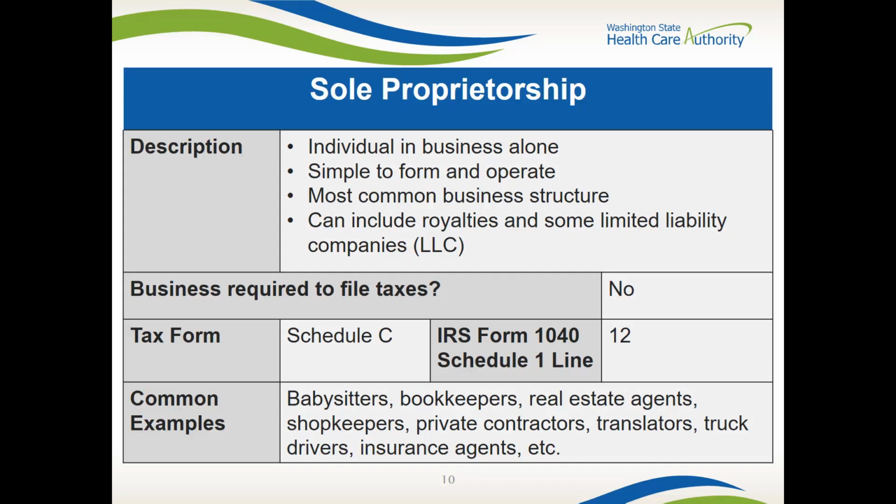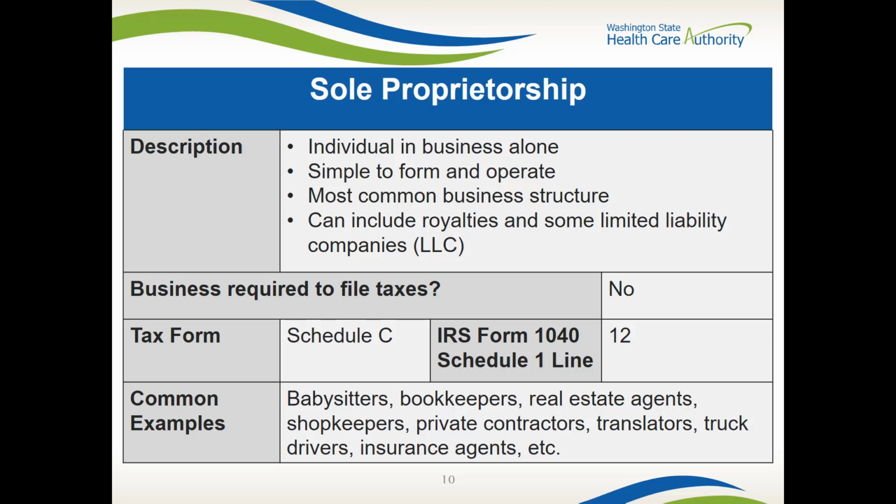Sole proprietorship. This type of business is simple to form and operate. The individual is the sole owner of the business. The business owner is personally liable for all debts incurred by the business. This is the most common business structure, and sole proprietorships offer a large array of business types. Sole proprietors file a Schedule C and report net income on line 12 of the 1040. Please note that a sole proprietor business owner would have as many Schedule Cs as businesses they own.